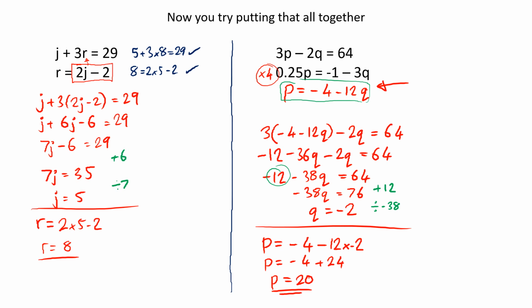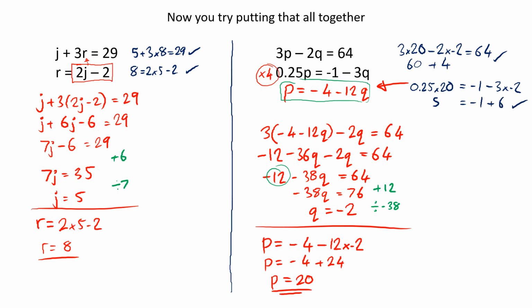Again, we should probably check that that works. So for the top one, we're saying 3 times 20 minus 2 times minus 2 is 64. And that would be 60 plus 4. So yeah, that works. For the bottom one, we're saying 0.25p, so 0.25 times 20, which is a quarter of 20, which is 5, is equal to minus 1 minus 3 times minus 2. So minus times a minus is positive, so it's equal to minus 1 plus 6. Tick. That last one was a bit tricky, eh?